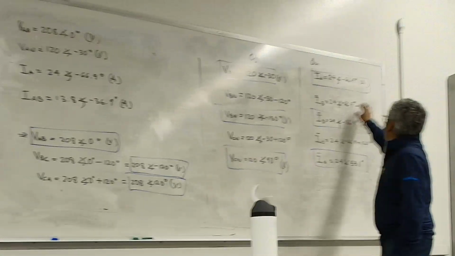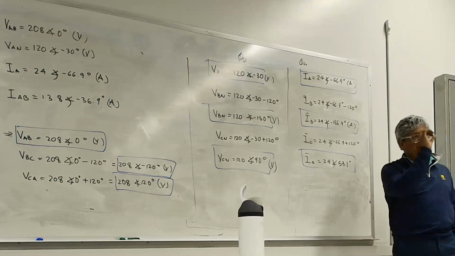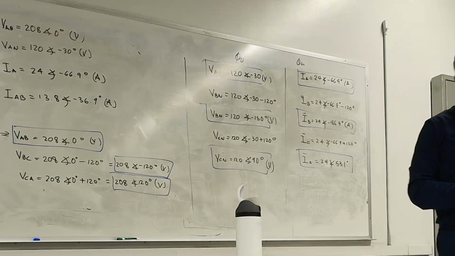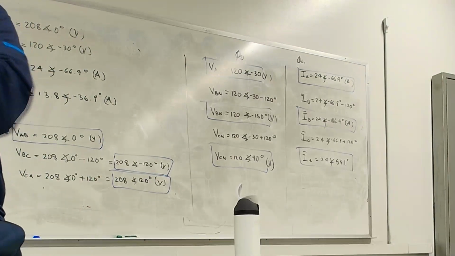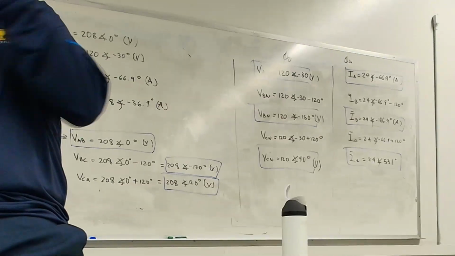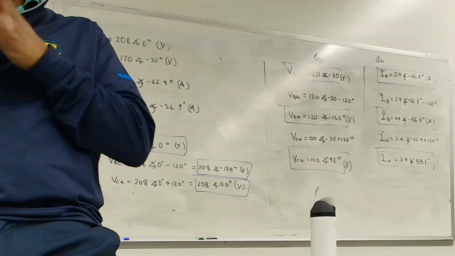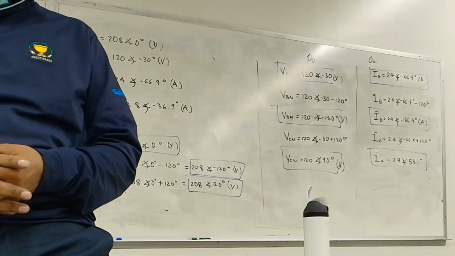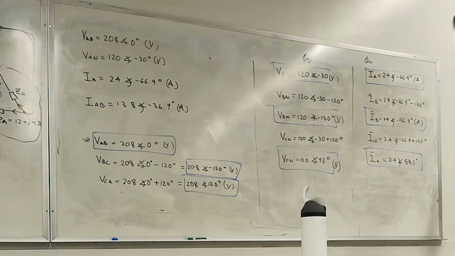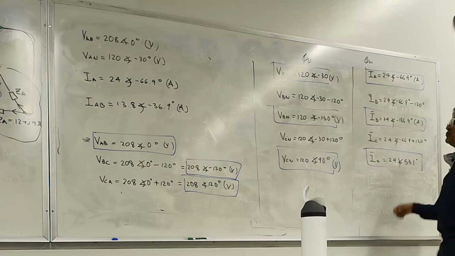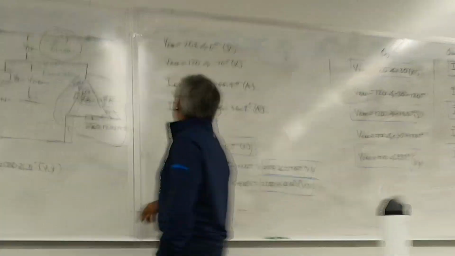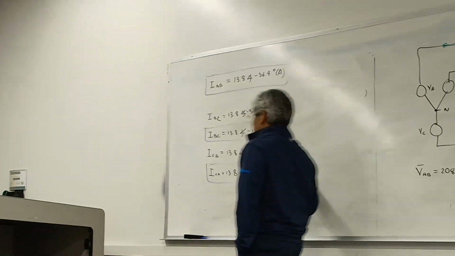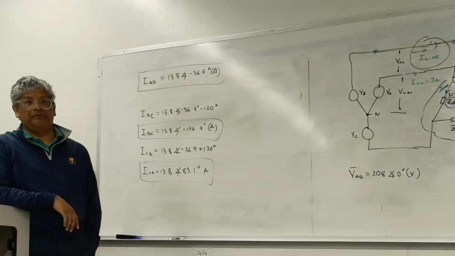If I add this current plus this current plus this current, you should get something close to zero. When you do it on the calculator, sometimes you don't round out. You might end up with a very small angle, a very small negative magnitude. It's zero. So if you add them among themselves, because it's a balanced system, this plus this plus this should be close to zero. This plus this plus this should be close to zero. And then this plus this plus this should be close to zero.